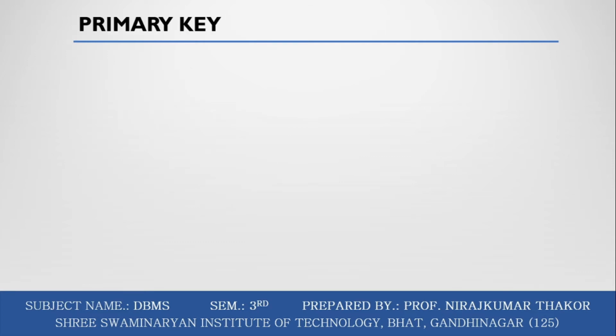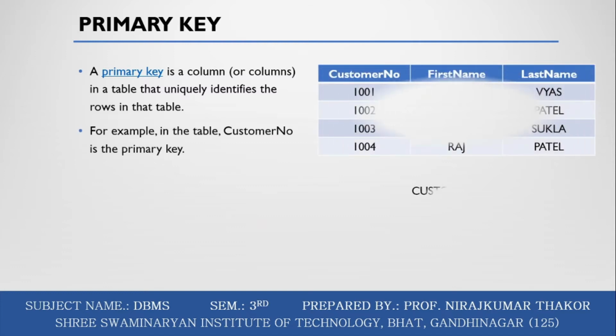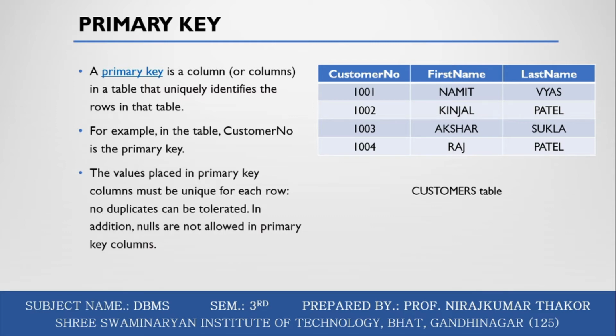Now the first portion is the primary key, the main part of the relational model. Now what is a primary key? A primary key is a column in a table that uniquely identifies the rows in a table. For example, here we have the customer table. In this table the customer number is a primary key. The values placed in a primary key column must be unique for each row. No duplicates can be tolerated. In addition, nulls are not allowed in primary key columns.